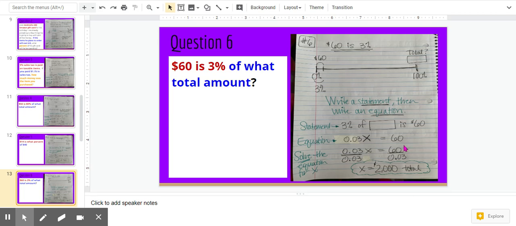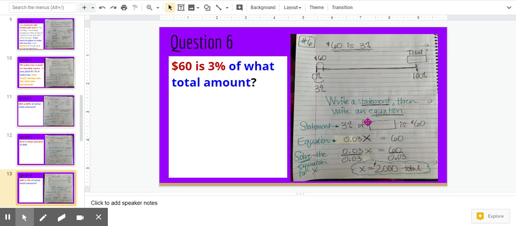I know that when I build my line diagram, which I build here from 0 to 100%, I mark off 3%, which is a really small section, and $60 above it because 3% is $60. That is a ratio that we know. What we don't know is of what total amount. So at the end, above 100%, I have an empty rectangle there with total. I don't know what it is, but we can work to find that.